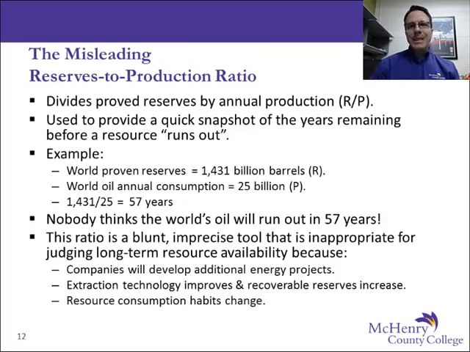Finally, we come to the misleading reserves to production ratio. This ratio is a tool that simply divides the world's proved reserves by the world's annual production. It can also be applied to countries or states, but typically it's applied to the world. And it's used oftentimes to provide a quick snapshot of the number of years that are remaining before a resource runs out. I use the term runs out carefully because there's a lot of problems associated with that term.